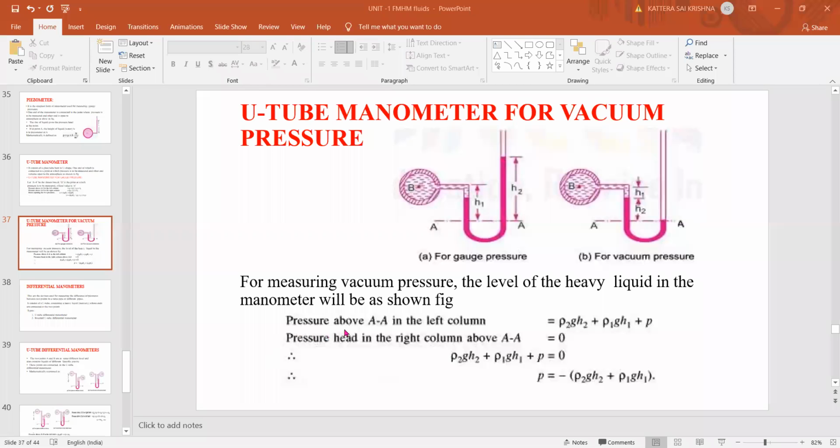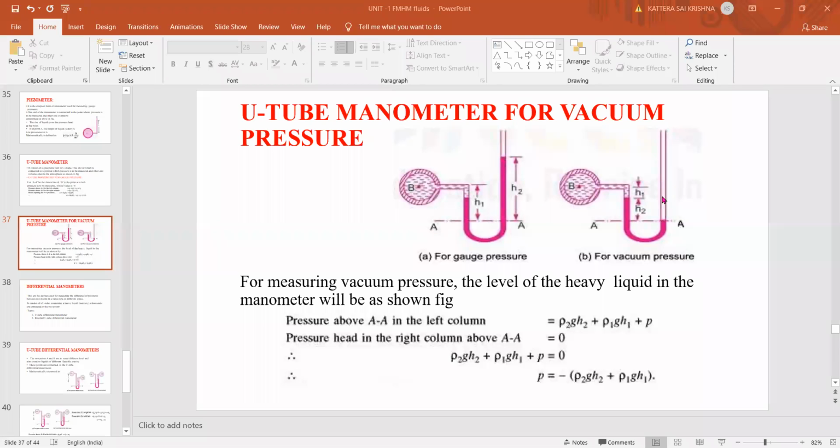Okay. So pressure above AA. Again, we have to take where the lowest level of the manometer reading is. There you will take your datum line as AA. Right. So again, the same concept you will use. Pressure above the datum line in the left limb should be equated to the pressure above the datum line in the right limb. Suppose you see the right limb, is there anything here? No fluids above the datum line. So the pressure above this is 0 here.